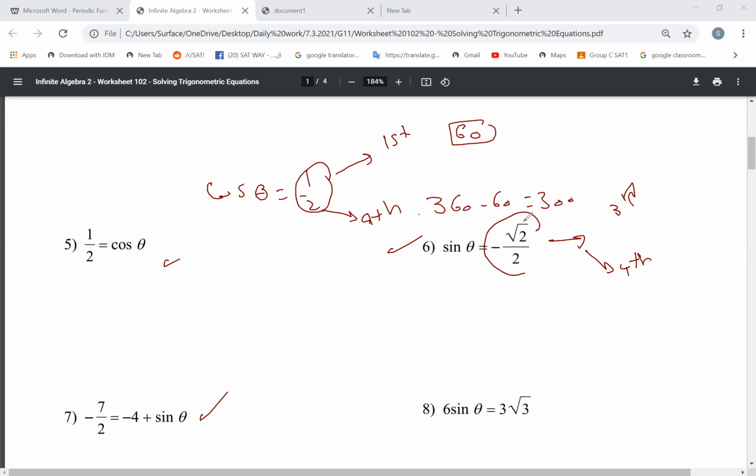It will be in the third quadrant and in the fourth quadrant. And shift sine of this angle is 45. So it will be 180 plus 45, which is 225. And this is 360 minus 45, which is 315. Then the solution set will be 225 and 315.